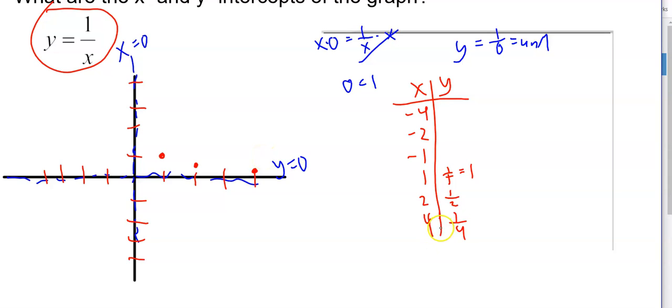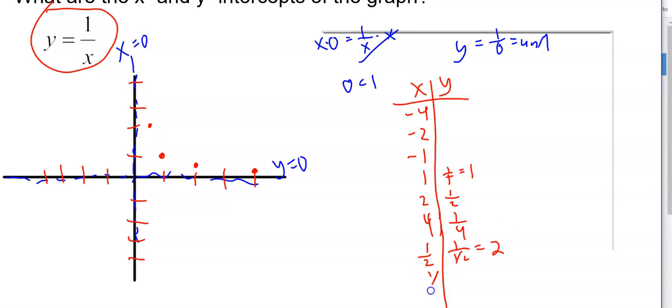I think we need to plug in a couple more points. So let's plug in 1/2. This is going to be kind of weird, but let's see what happens. This would be 1 divided by 1/2. Divided by a fraction, you multiply by its reciprocal. So that's 1 times 2, or 2. So 1/2 comma 2. So right up here, somewhere in this neighborhood.